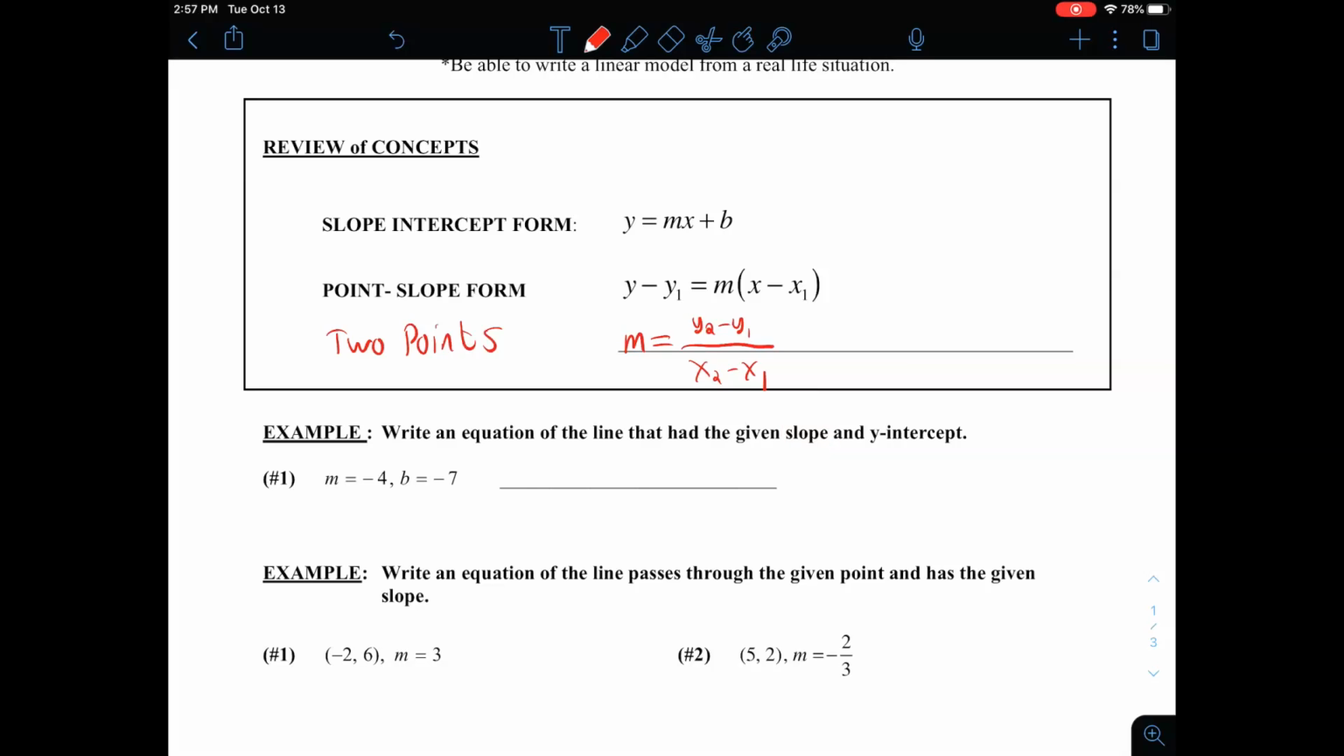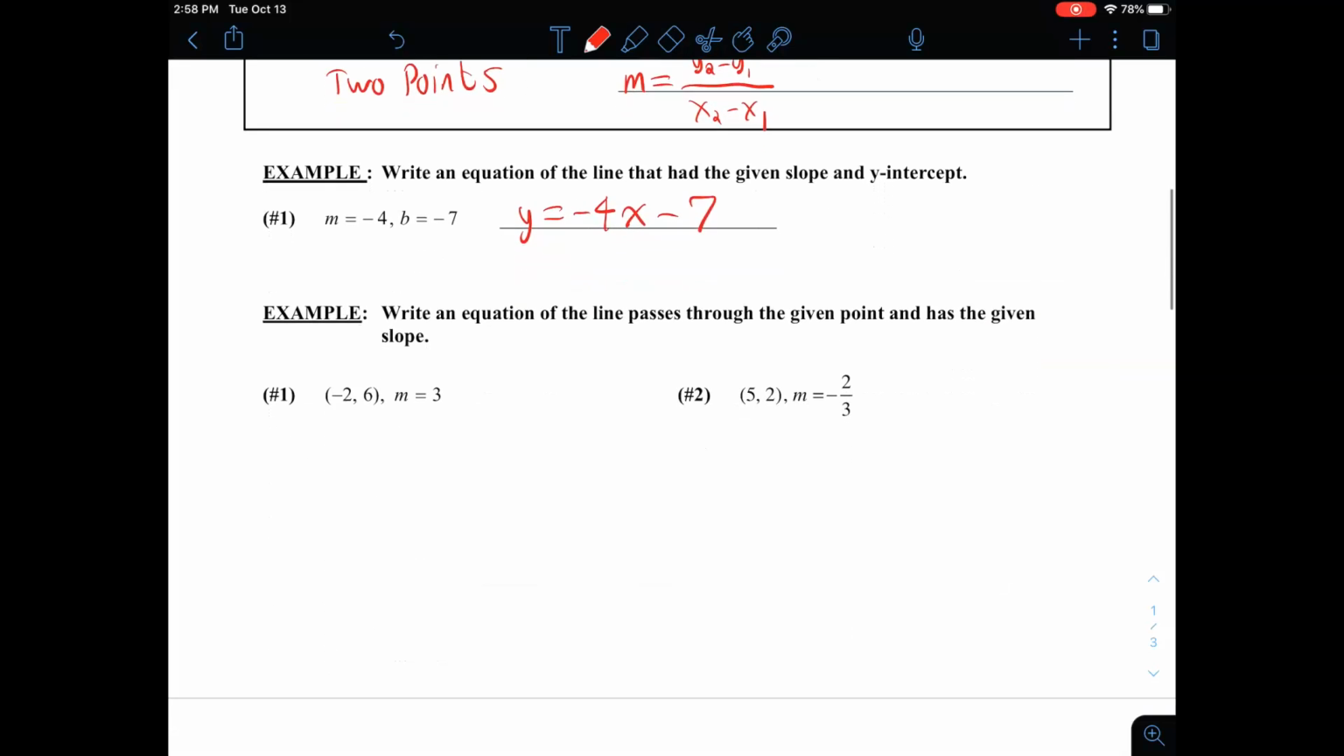So let's go ahead and plug it in. We're going to do y equals mx, which is negative 4 times x, plus b, which is negative 7. So I'm going to put minus 7. Y equals negative 4x minus 7 is y equals mx plus b form, which is an equation of a line. There we go. Easy peasy.